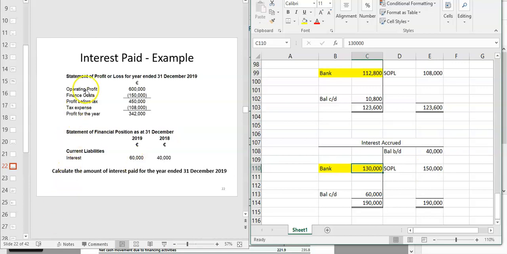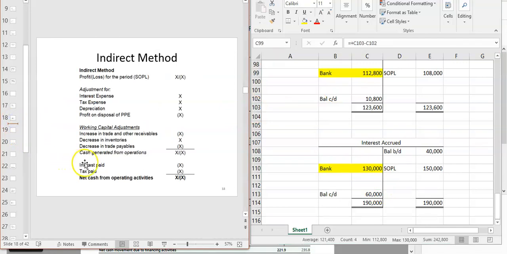So even though your finance costs in the P&L were 150, you owe 20,000 more at the year end. So that means you didn't pay all that you incurred during the year. You only paid 130, which is why the 40 has gone up to 60. So you're using the information to solve that puzzle. I have the opening balance, I have the closing balance, and I have the amount of expense incurred during the year. With all of that, you can then work back and figure out what was credit bank, debit interest accrued. And it's those two figures then that will go into the net cash flow from operating activities.